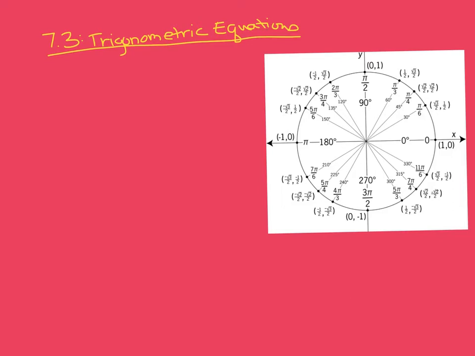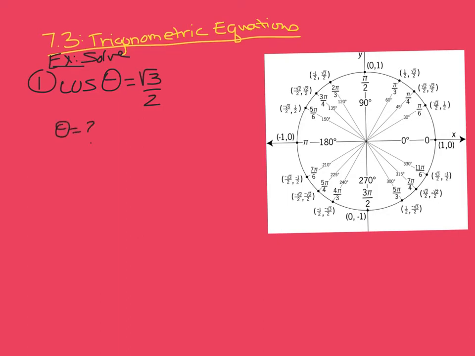So for my first example, we have cosine of theta is equal to radical 3 over 2. So we are going to solve this equation. And when you're asked to solve, that means that you need to find a variable. So we are going to be looking for the theta.